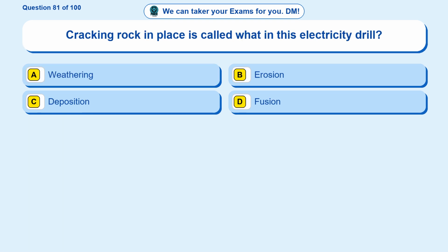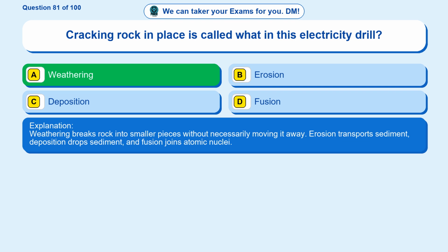Question 81. Cracking rock in place is called what in this electricity drill? Option A weathering. Option B erosion. Option C deposition. Option D fusion. The correct answer is option A. Weathering. Weathering breaks rock into smaller pieces without necessarily moving it away. Erosion transports sediment, deposition drops sediment, and fusion joins atomic nuclei.